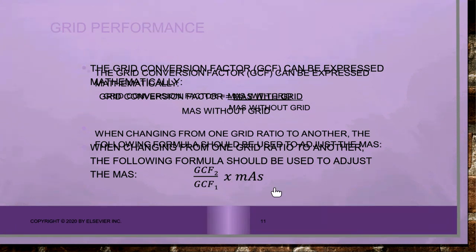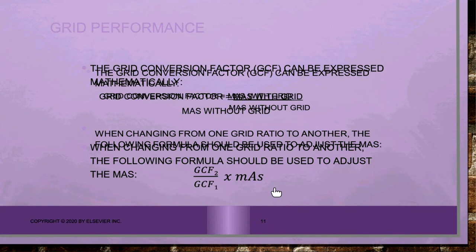So on page 163, it shows you the grid ratios: no grid would be a grid conversion factor of 1, and then a 5-to-1 is a 2, 6-to-1 grid ratio is a 3, 8-to-1 is a 4, 12-to-1 is a 5, and a 16-to-1 is a 6. So you could take the conversion factor of whatever grid you're using, and divide that into the grid ratio that you're going to use and multiply it by your mAs to tell you how to make the adjustment.